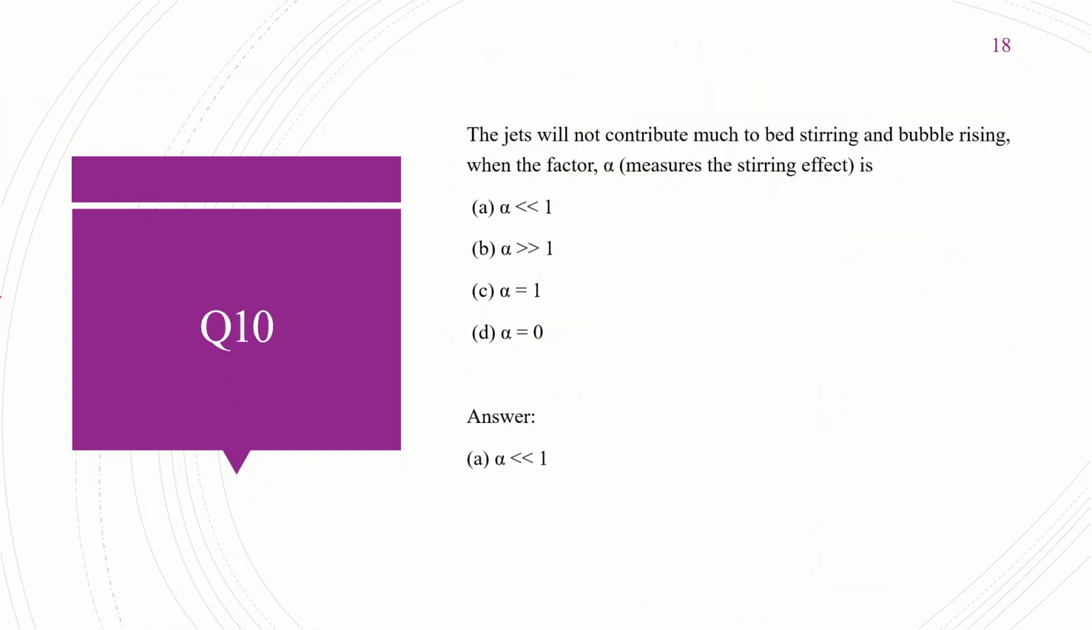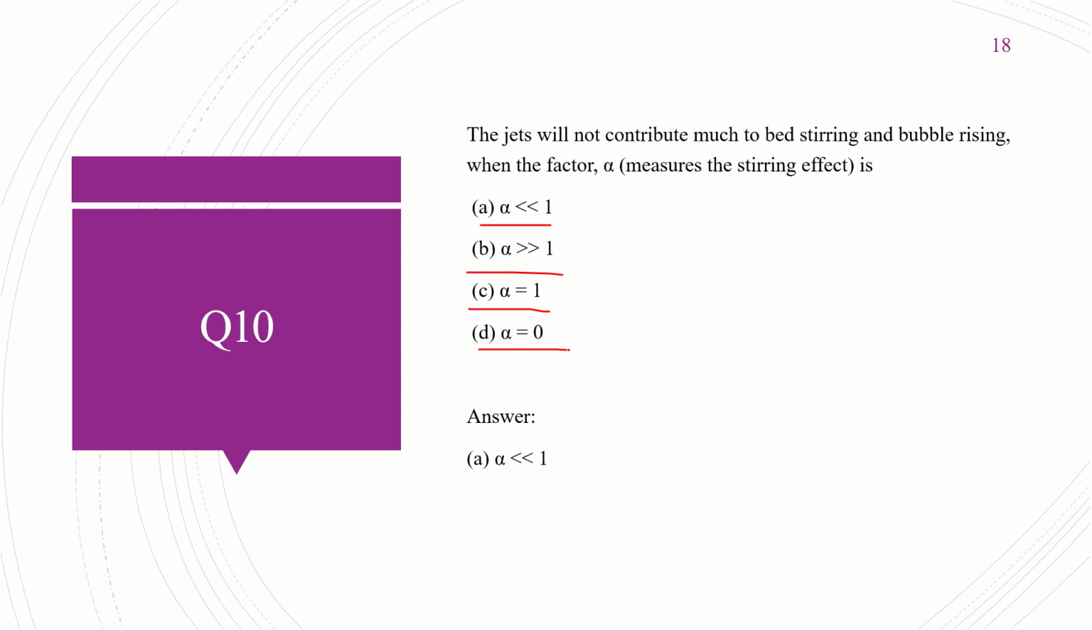The jets will not contribute much to bed stirring and bubble rising when the alpha factor is: alpha less than 1, alpha greater than 1, alpha is equal to 1, alpha is equal to 0. So what is alpha? Alpha is the measure of the stirring effect. So in general, it is used in the agitated distributor. For example, when we are dealing with the fine solids, right?